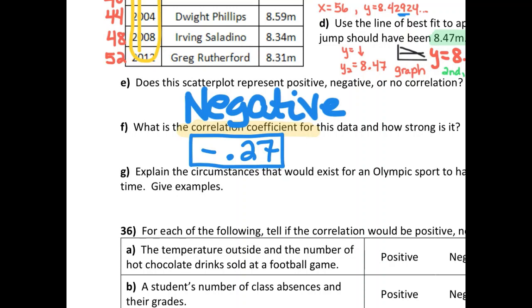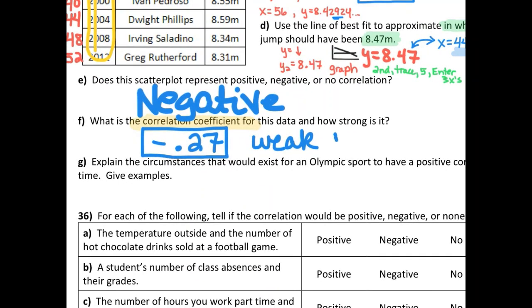And you can tell by looking at your scatter graph that the points are scattered quite far from this line. And so we're going to say that this is a weak or even a very weak correlation, because the points are quite far from the line of best fit.